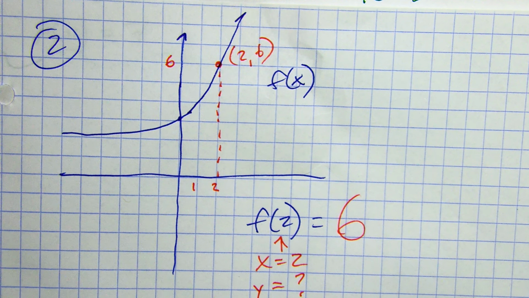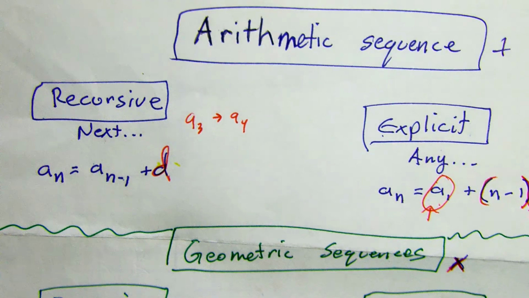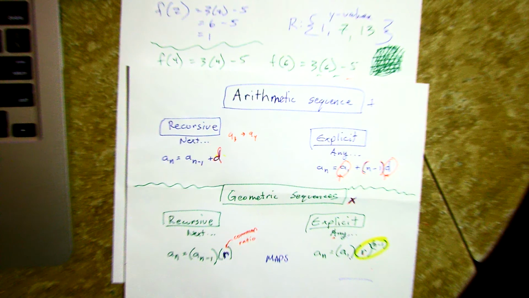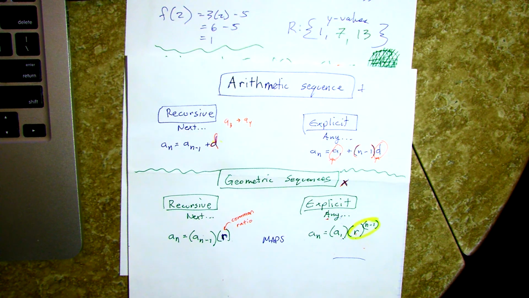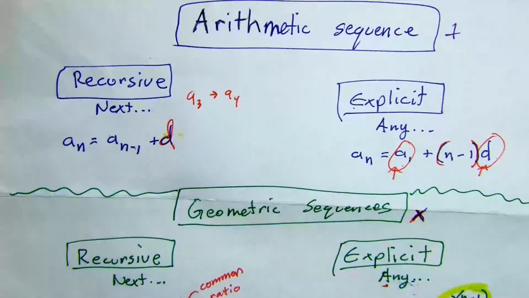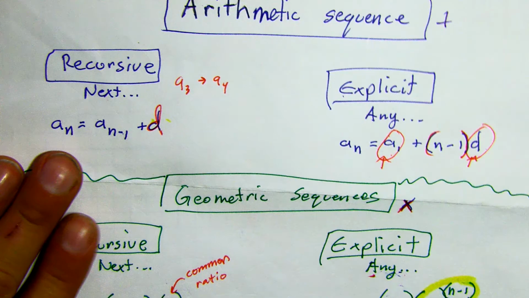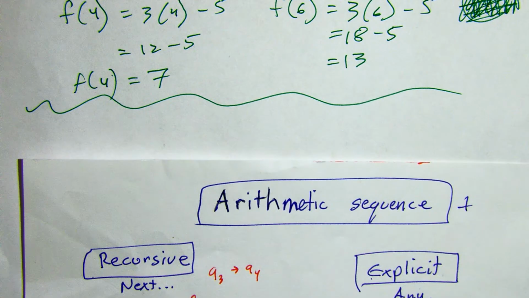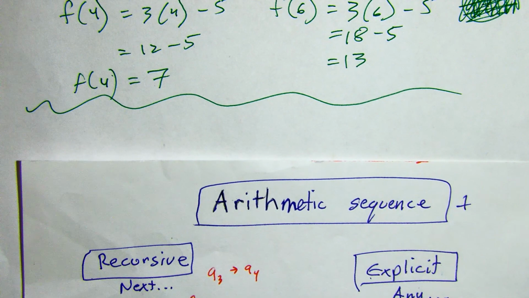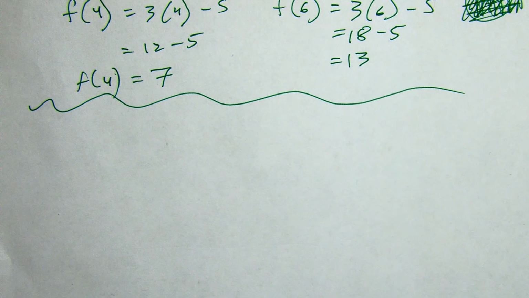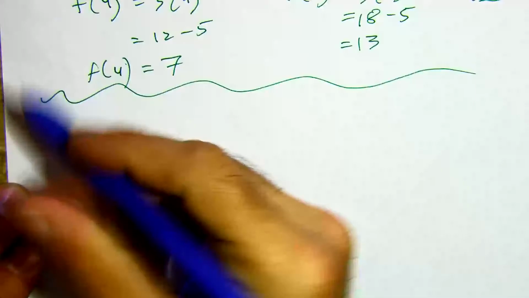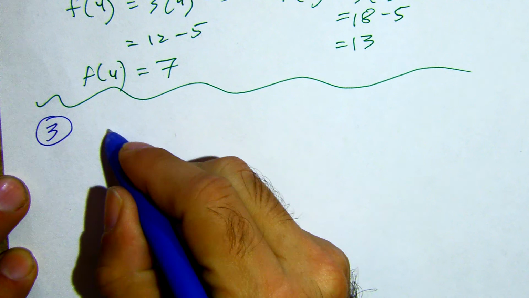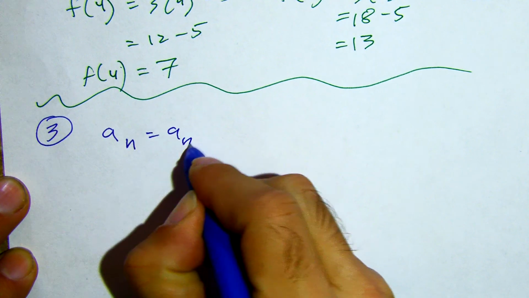Okay. So remember, we have these two things for number 3. With number 3, we're told that a sub n is equal to a sub n minus 1 plus 4. A sub 5 is 12. We need to know what a sub 7 is.